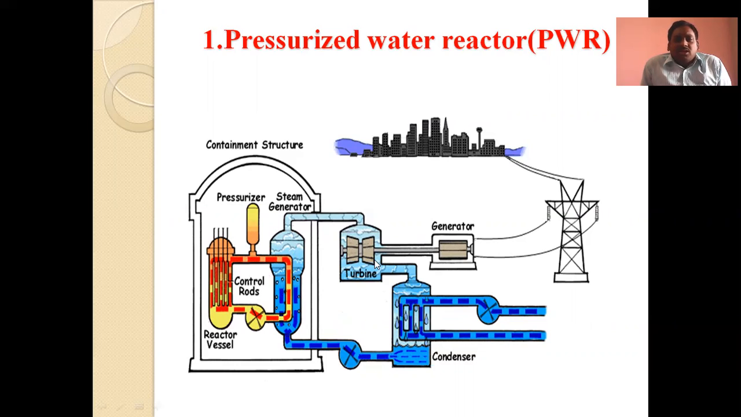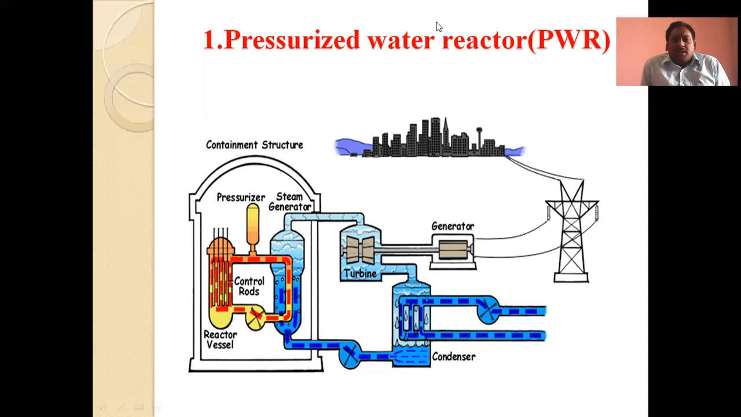The turbine converts the heat energy of steam into mechanical energy, which is given to the generator or alternator, which produces electrical energy. Here is the condenser to cool the exhaust steam, along with the cooling tower and condensate pump. This cooling water is fed again to the steam generator for steam production, and after giving heat to the heat exchanger, the coolant is fed back to the reactor vessel. So this is the construction of the pressurized water reactor.